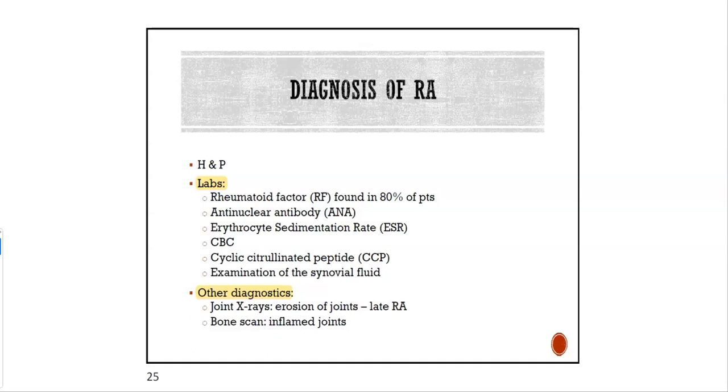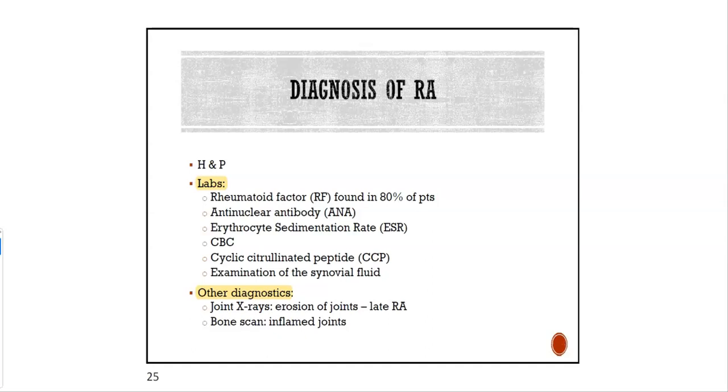And so labs include RF, or rheumatoid factor. It is found in 80% of the patients with RA, and they also order ANA. With ANA, one thing you have to know is that although patients with RA may be positive for ANA, you may also have a negative ANA, and just because you have a positive ANA doesn't mean you automatically have RA.